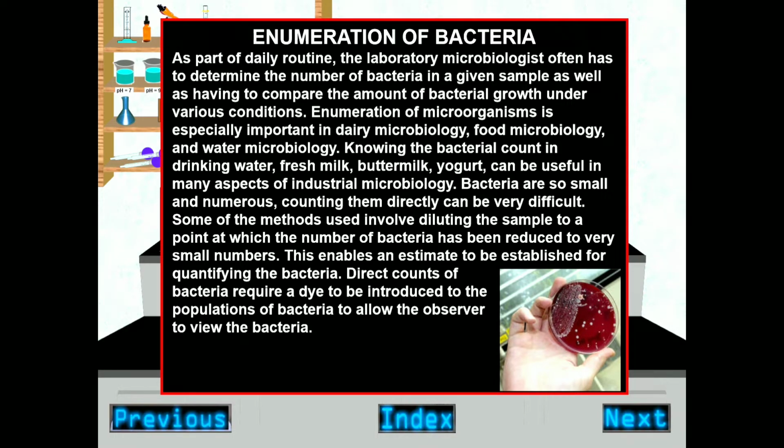The meaning of enumeration in microbiology is the determination of the number of individual viable microbes in a sample, and this method is used to determine the number of bacteria by comparing the amount of bacteria growth under various conditions. But bacteria are so small and numerous, counting them directly can be very difficult. So the sample will be diluted and dyed to allow the observer to view the bacteria.